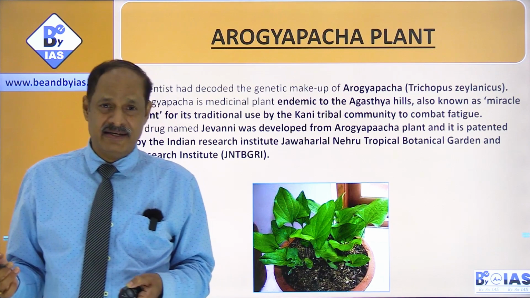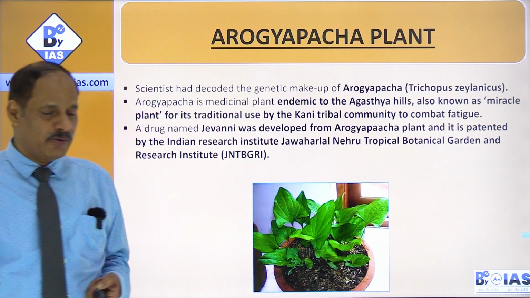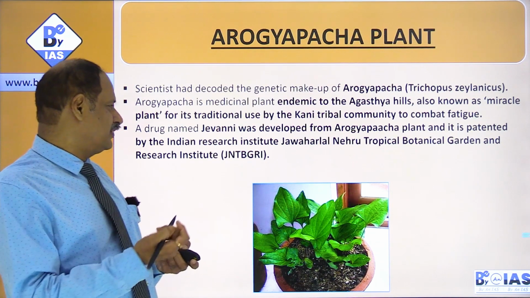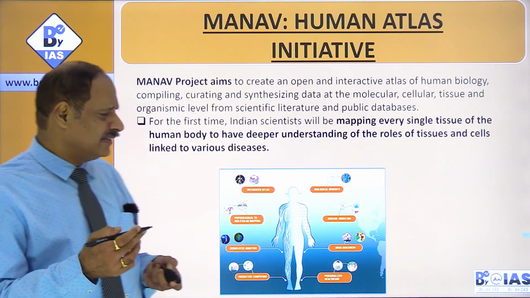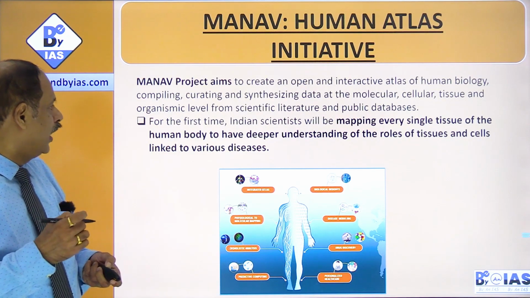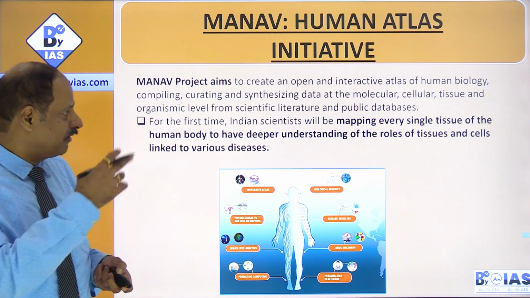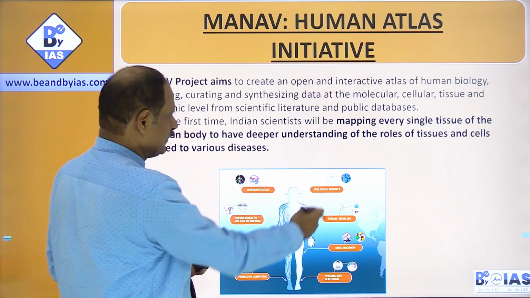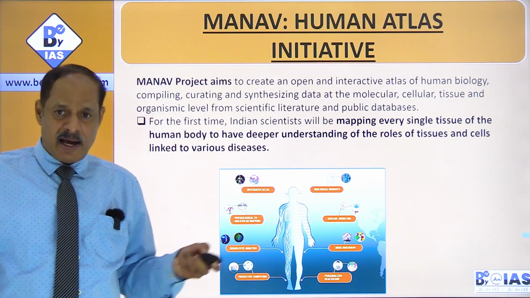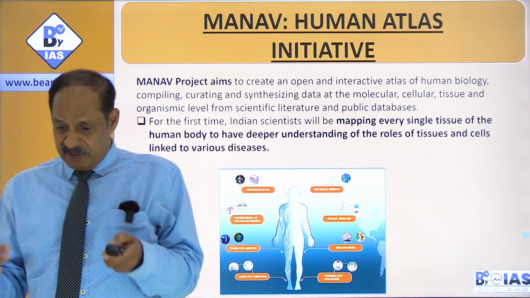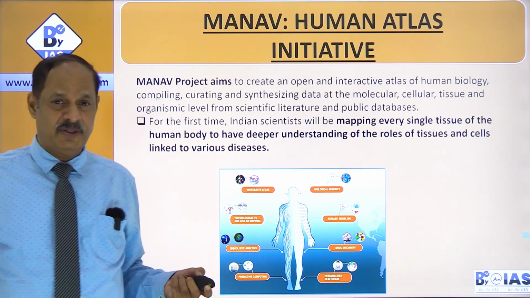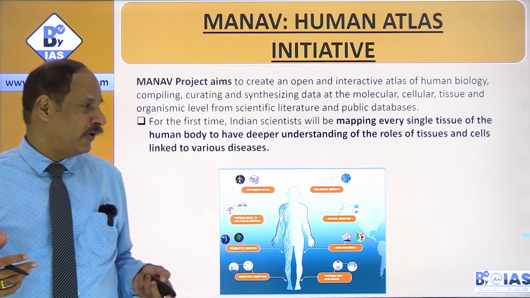And then the Arogya Pacha plant is a very important species found in the Agasthyamala hills, and it's known to be a miracle plant for its traditional use. This is the human atlas, Manav. This has also been in the news. It's a kind of interactive atlas of human biology where everything is mapped. Earlier, the cell used to be mapped, but now through Manav, they are trying to understand each of the tissues present in our bodies and how they behave. So it maps the entire tissue domain of our body.